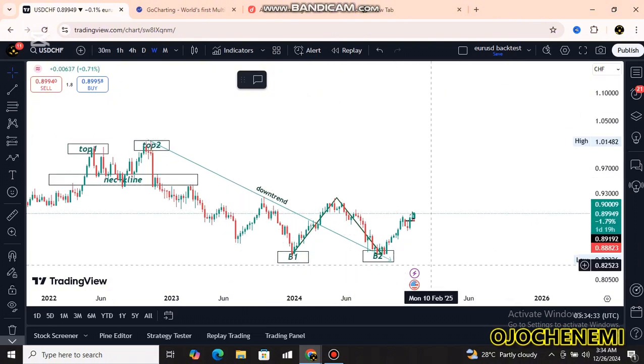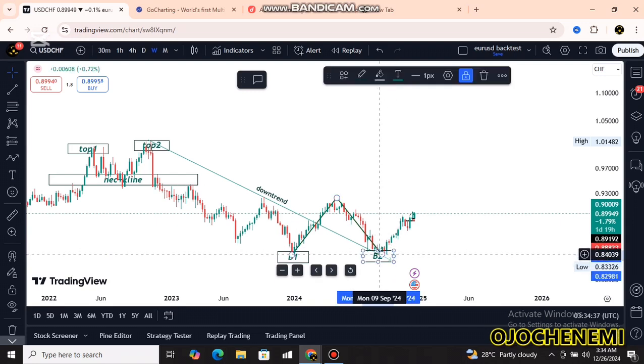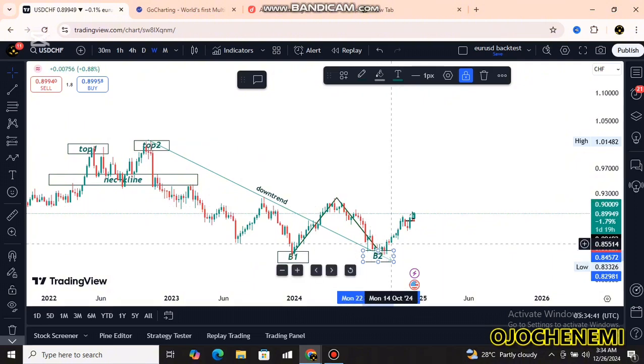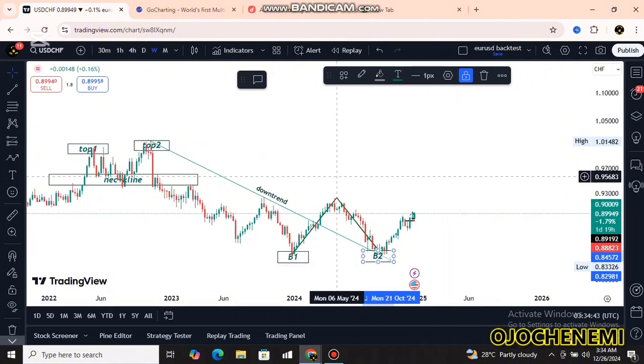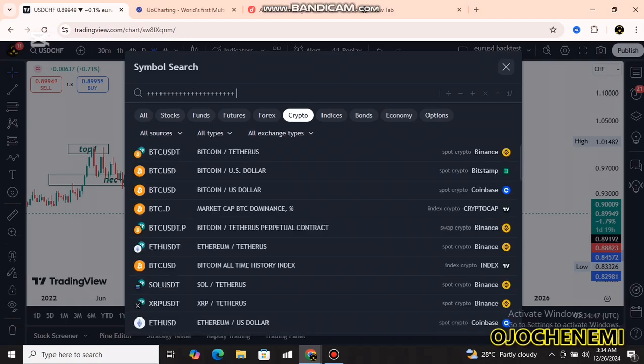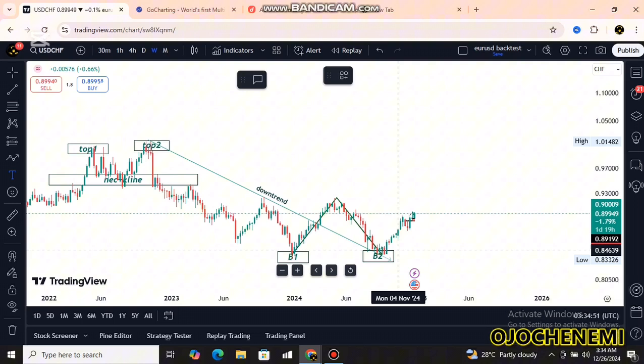What are we looking into? What are we anticipating right here? The market might break here, the market will start giving us a higher high, not might. It's giving us a higher high right here. If you can see here, it's giving us a higher high.